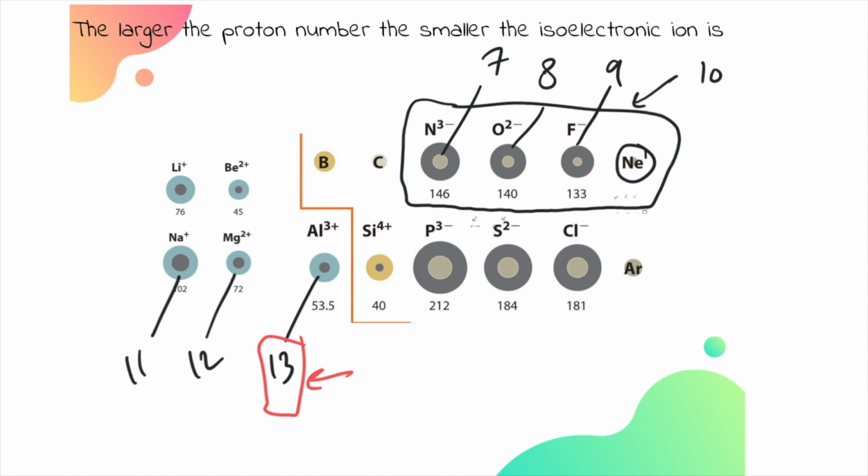All right? So all of these here are isoelectronic because they have the same number of electrons, the same number of shells, and nitrogen is going to be the largest because it has the fewest number of protons, while aluminum has the smallest radius because it has the greater number of protons.